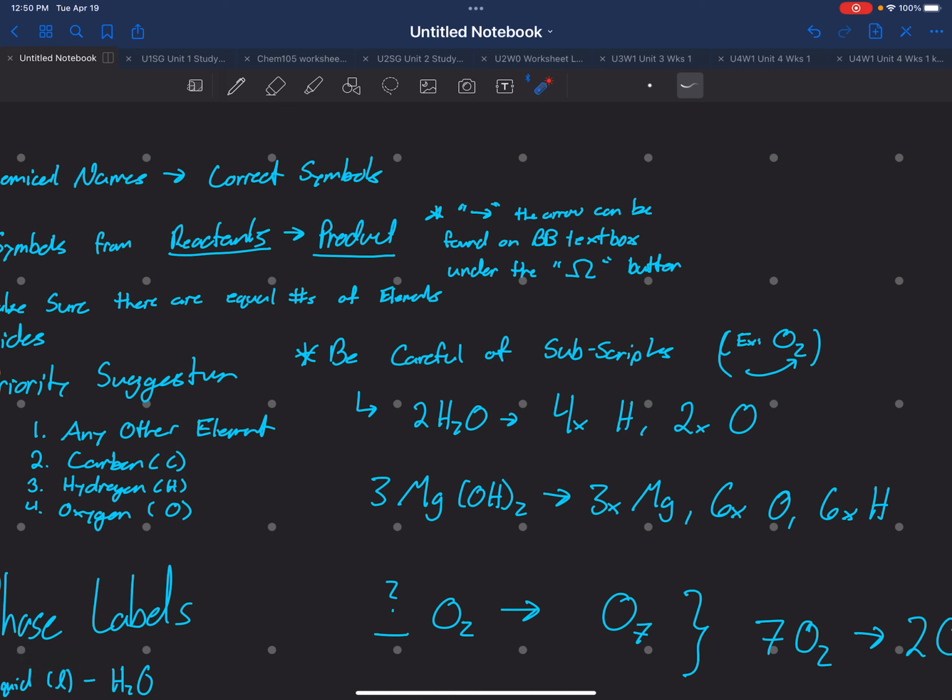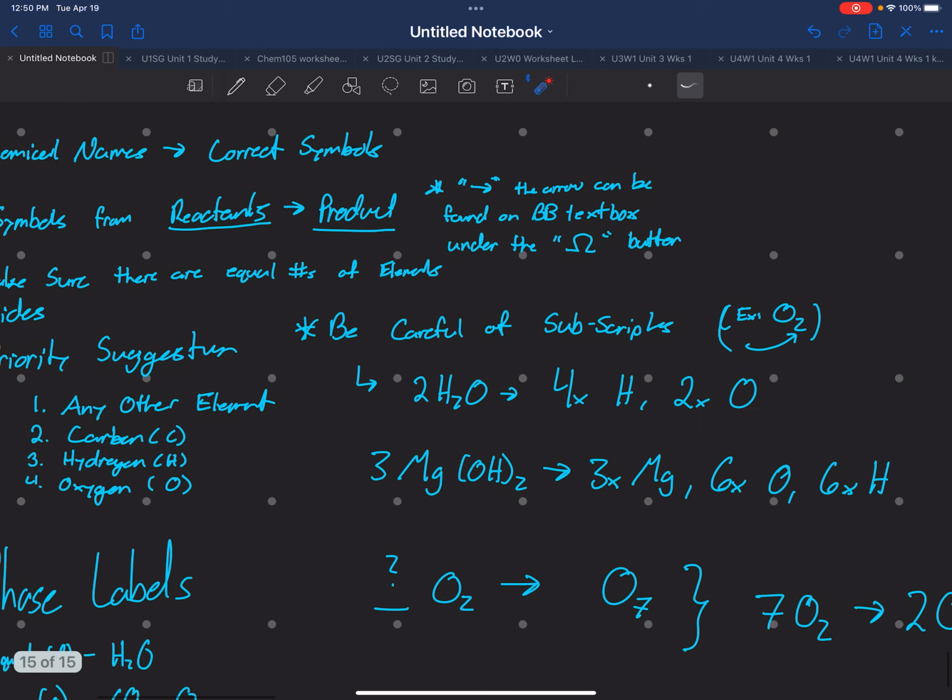When we talk about subscripts, we're talking about the number to the bottom right of something. So this is H2O, right? For every molecule of H2O, there's going to be 2 H's and then 1 O. So if we have 2 pieces of H2O, that'd be 4 H's and then 2 O's.